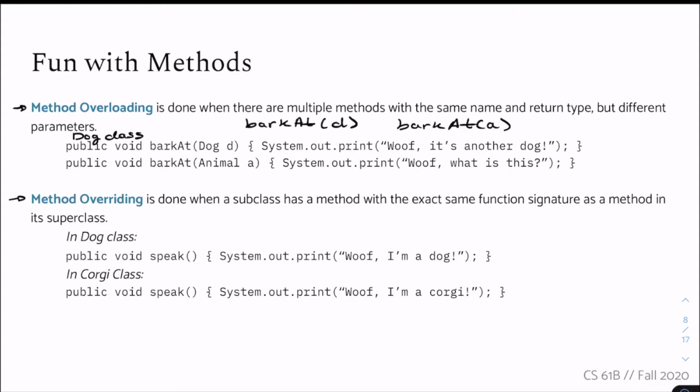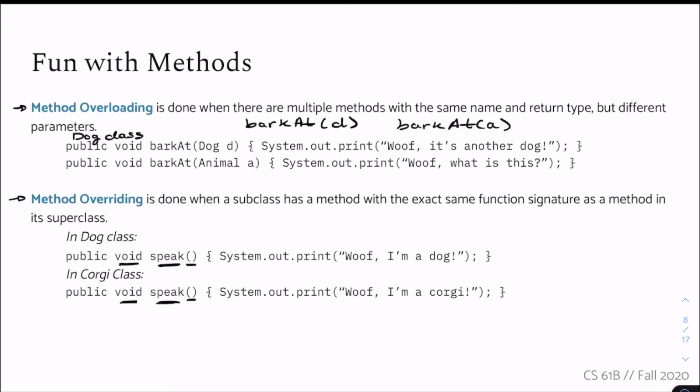Method overriding, which is the second thing on this slide, is a little bit different. It sounds similar, but it's very different. Method overriding is done when a superclass has a method. In this case, let's say dog has the method speak that takes in nothing and returns void. And the corgi class also has a speak that takes in nothing and returns void. And so we are overriding our superclass's method by having our own.